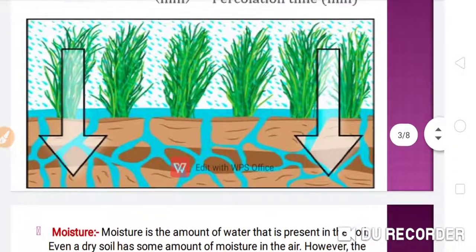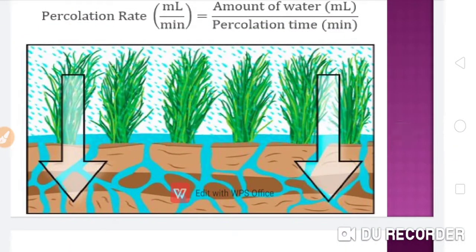Now you can see in this figure there are a number of gaps, or vacancies, between the soil particles, through which the rainwater can go down inside the soil. This is percolation: the flow of water from the surface to inside the soil, passing through the vacancies existing between the particles.